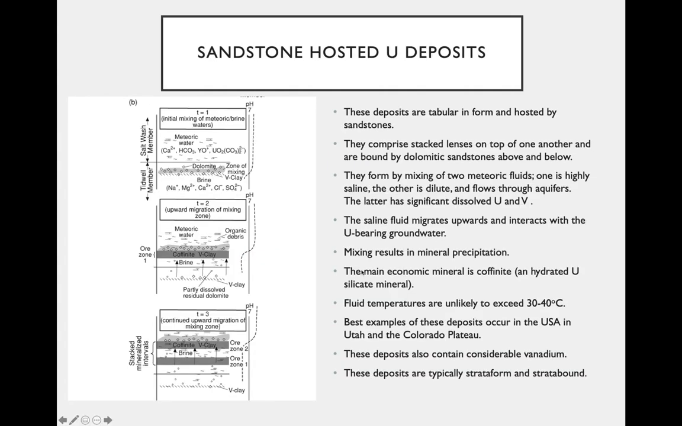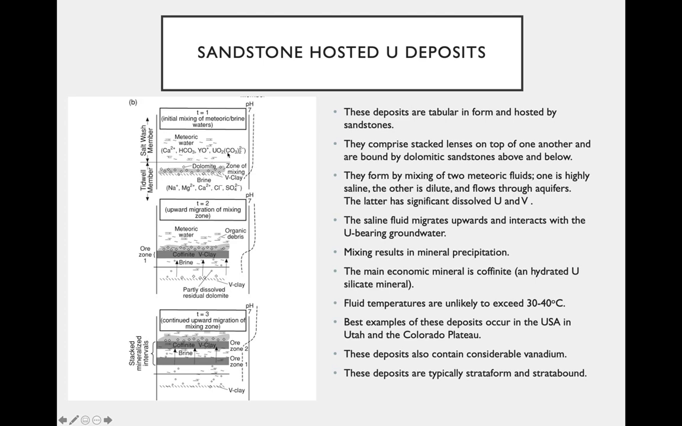So how does this work in the sedimentary system? We can get different types. One of them is a sandstone-hosted uranium deposit. So we have these stacked lenses of sandstones with a dolomitic cement. And what happens is we mix two fluids. We have a brine mixing with a meteoric fluid.